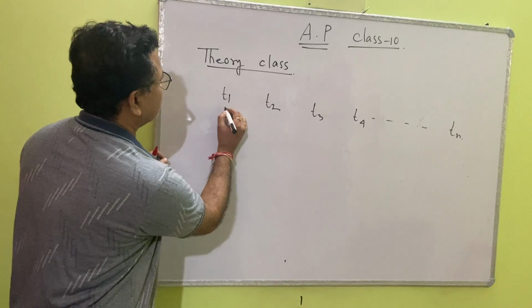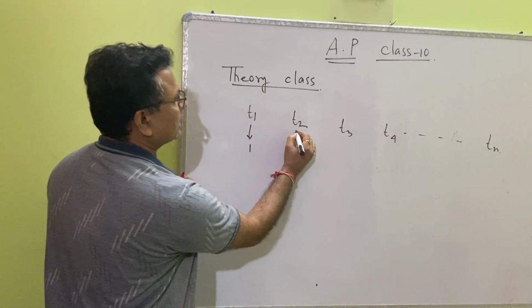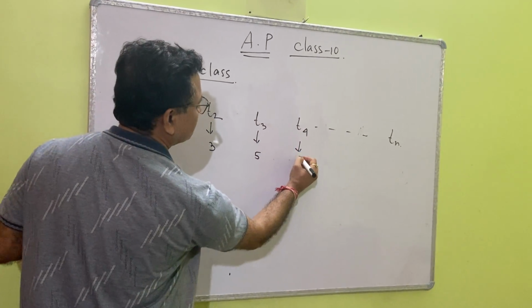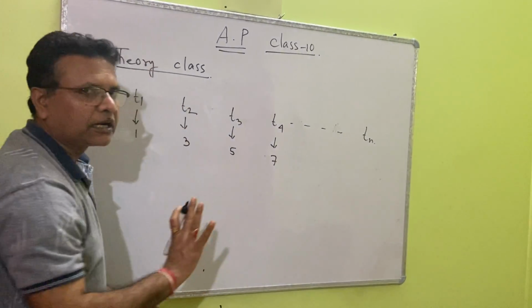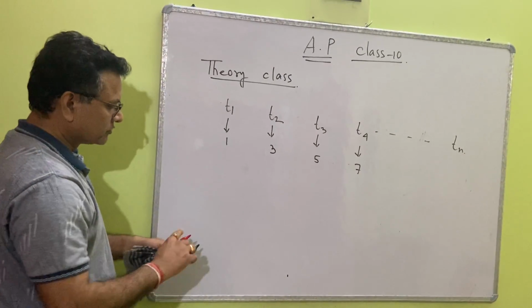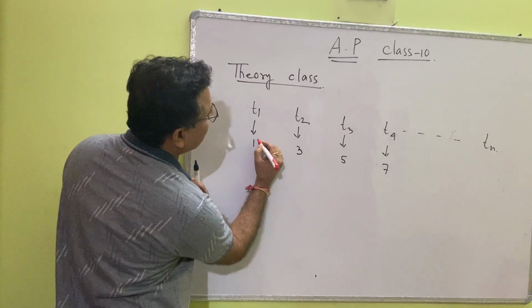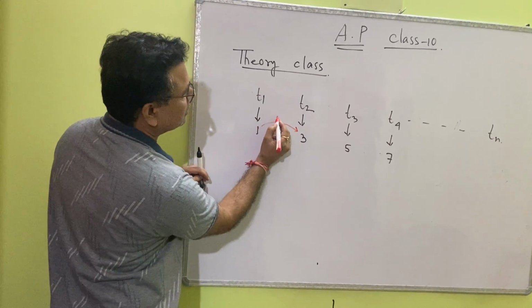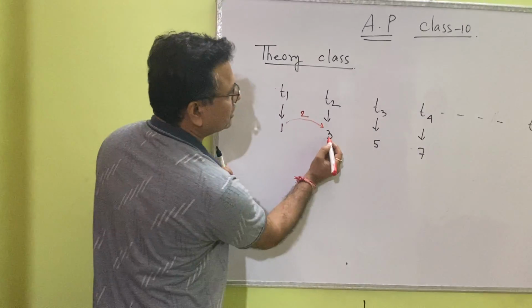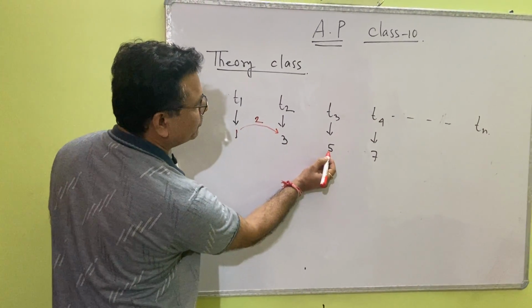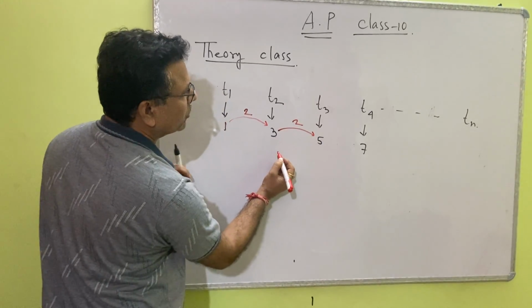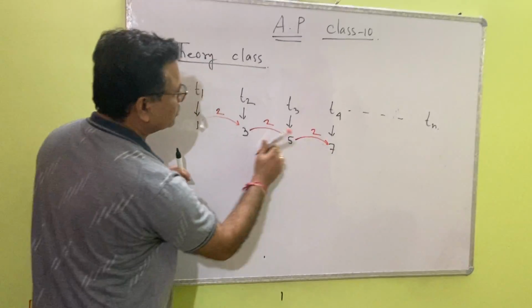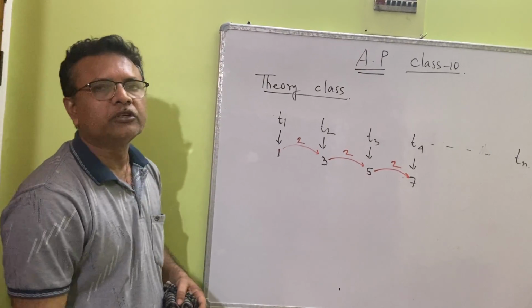Now suppose the first term is 1, second term is 3, third term is 5, fourth term is 7, nth term I am not writing right now. Now let's see. What should be added to 1 to get 3? That is 2. With 3, what should be added so that the answer will be 5? That is again 2. With 5, what should be added to get 7? That is also 2. So this 2 is the common difference.